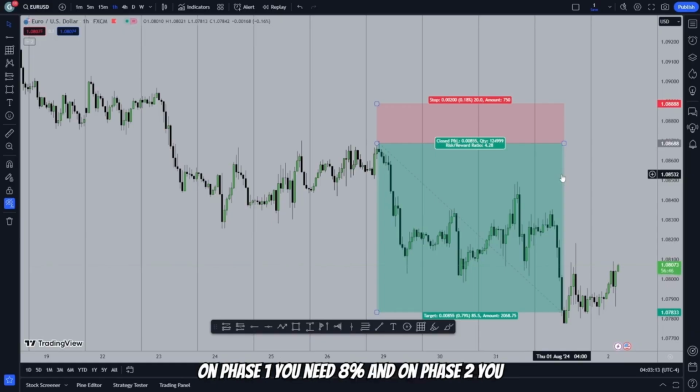Because on phase 1, you need 8%, and on phase 2, you need 5%. So you can easily take any prop account. You can take a 100K account, and you just try to make 8%. And first month, you will make 8%, and you will pass phase 1. Or in the second month, half of it in 15 days. In 2 or 3 weeks, you will pass phase 2 also, right? And after that, if you make 8% on the 100K account, it's 8K, right? It's $8,000, and you will get somewhere around 7,000.